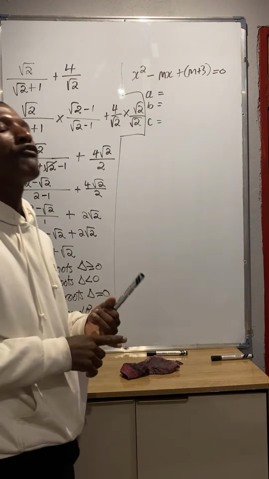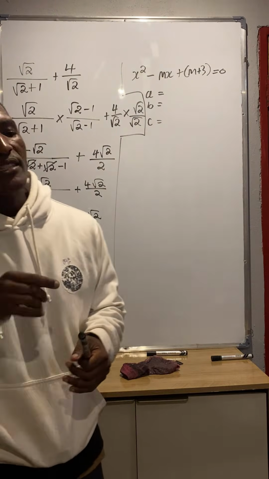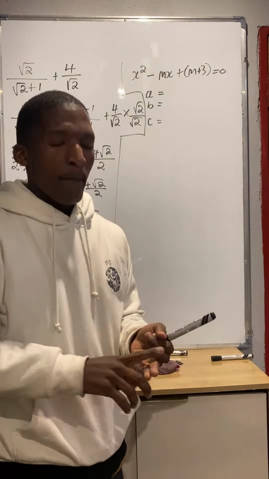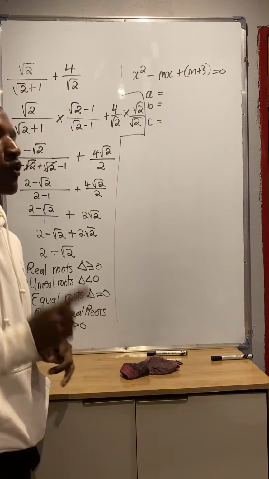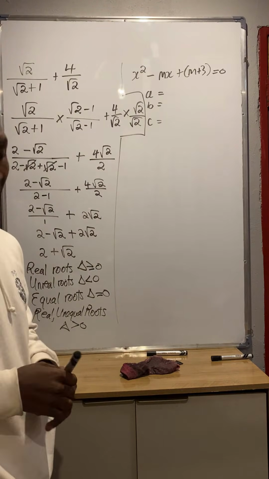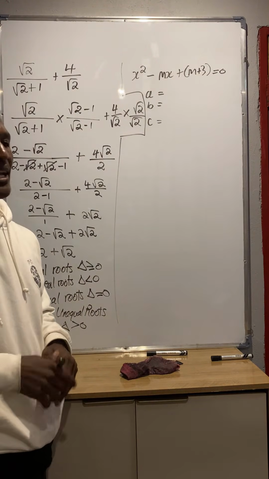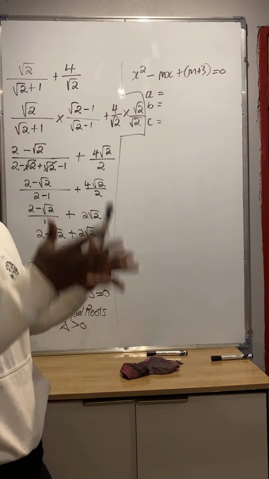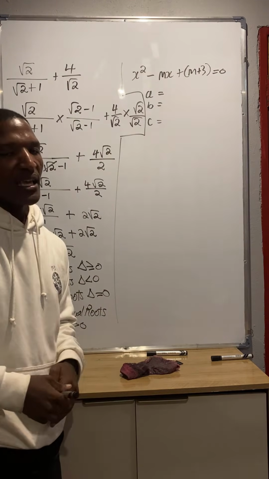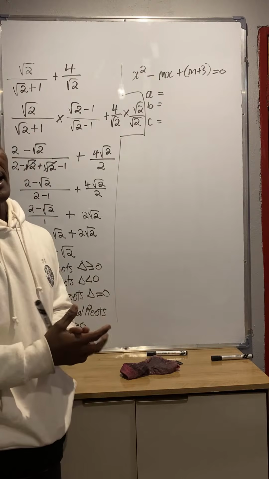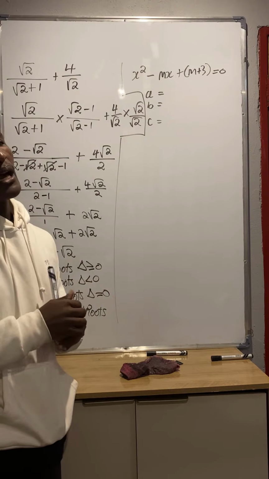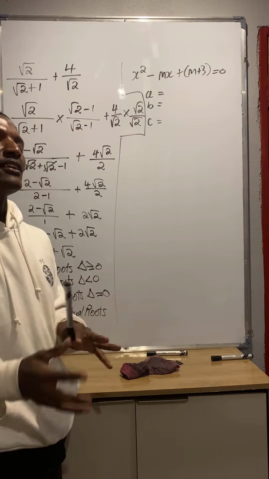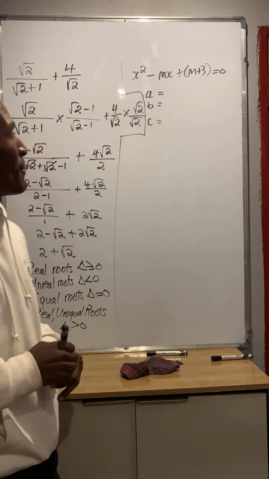A is the coefficient of x squared. B is the coefficient of x. Then C is anything that does not have x, whether it's a constant or a variable. As long as it's not x, it's C. If it's x, it will be B. And if the coefficient is of x squared, it will be A.